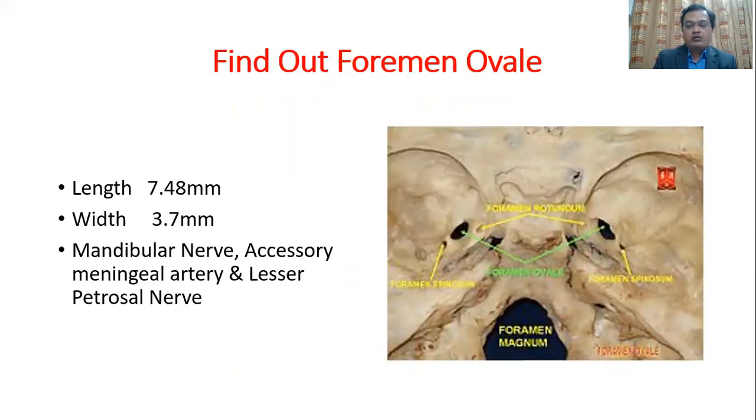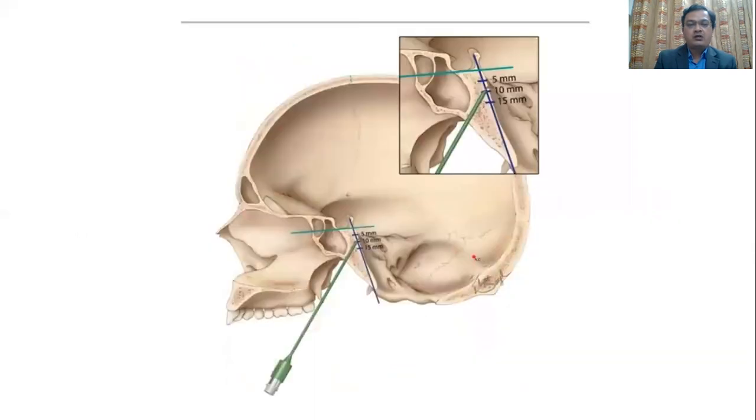Foramen ovale is found on the image intensifier. Its length is 7.5 millimeter and width is 3.7 millimeter. Commonly seen, the mandibular nerve is passing through the foramen.